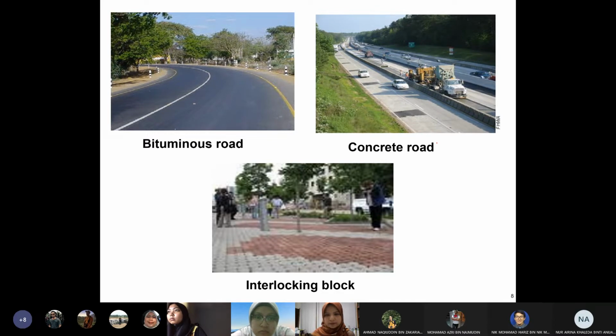Okay. Kalau you perasan, apa beza antara dua ni? Bila you travel atas jalan tar yang hitam ni dengan jalan yang putih ni, apa beza dia? Concrete dia bising sikit. Good. Kalau you lalu dekat situ memang it create very loud noise lah.